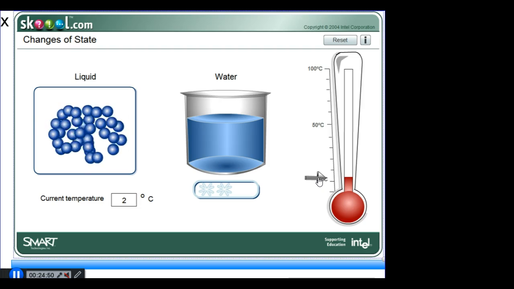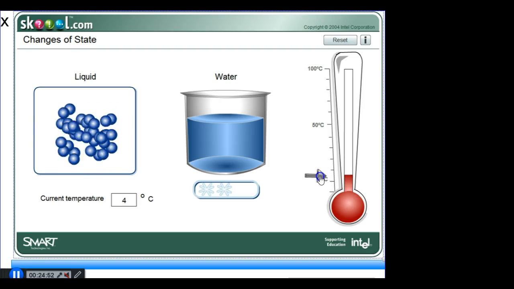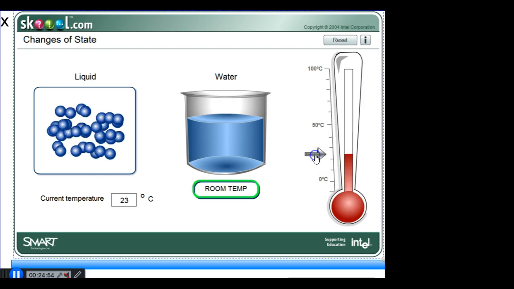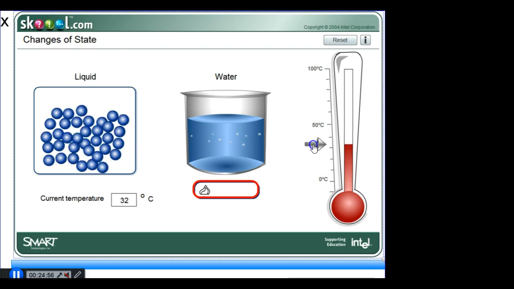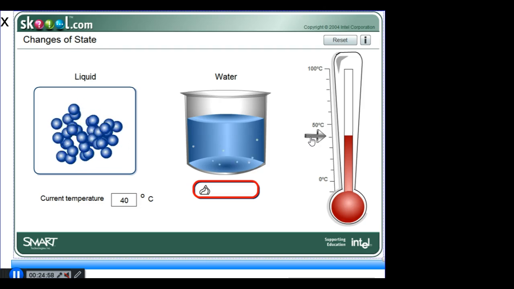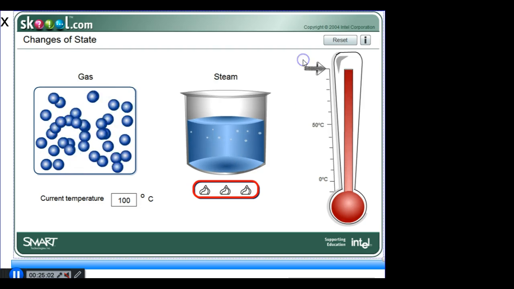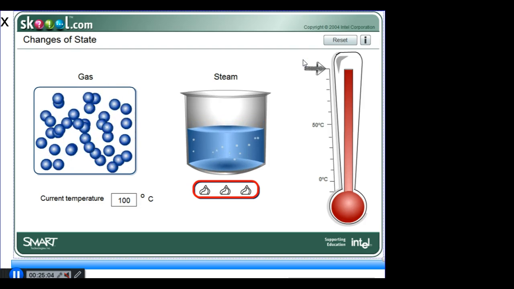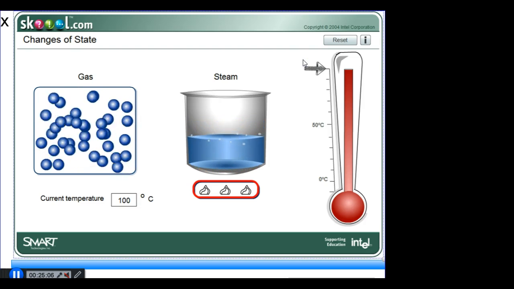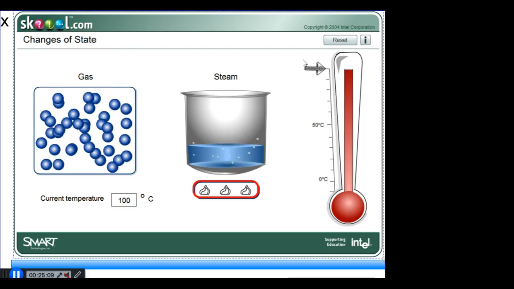What I want to show you with this animation is that as I increase temperature, those particles are going to start moving faster. Once we get into the gas phase, they're going to spread further and further apart. And if they don't have a place to escape, your container can rupture.